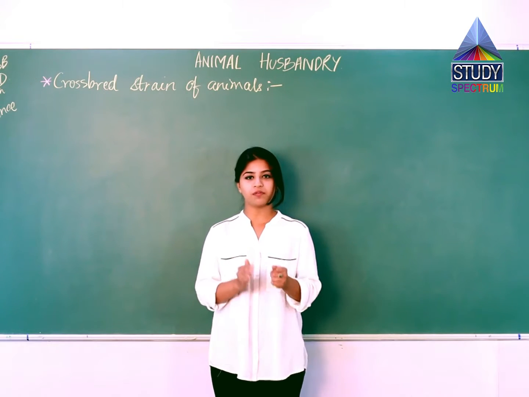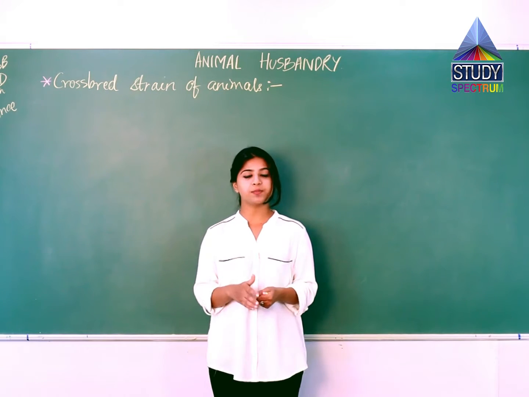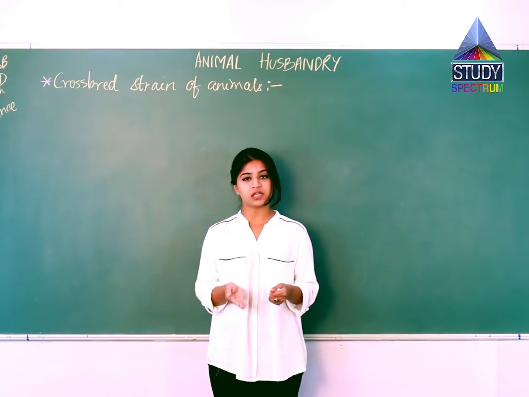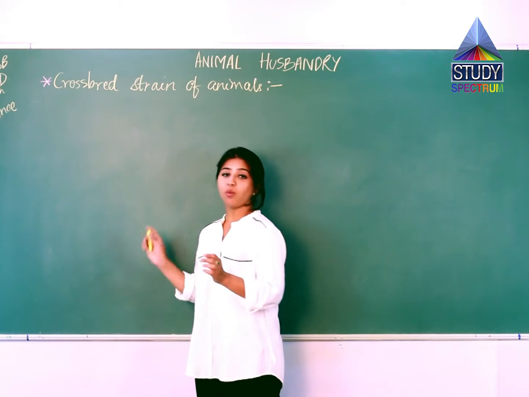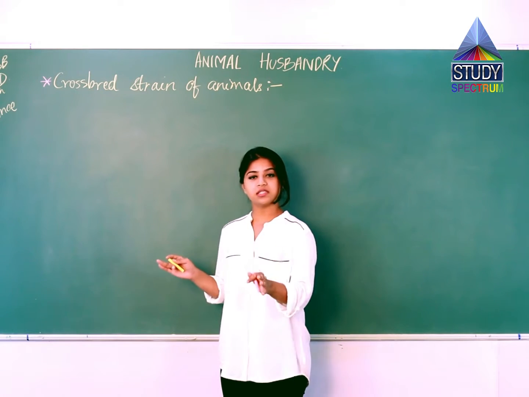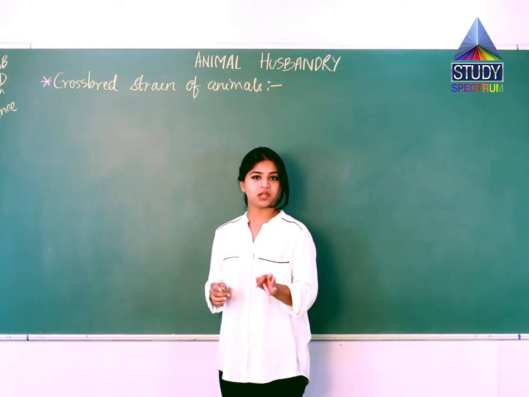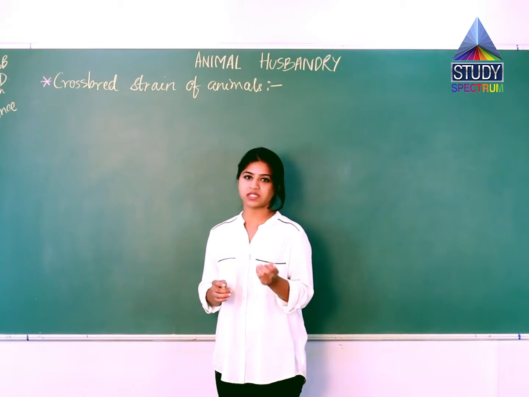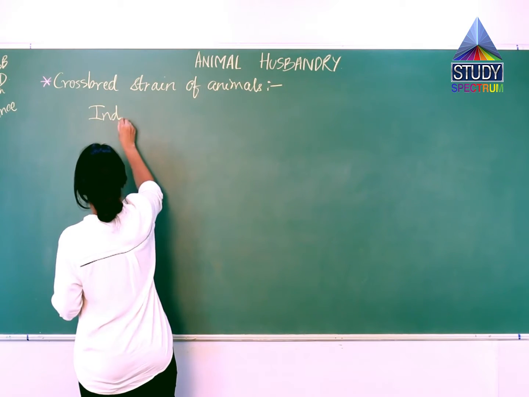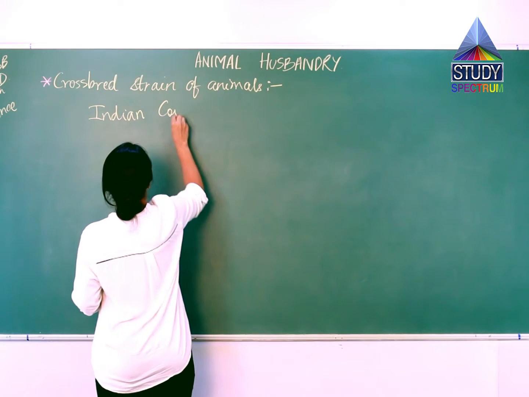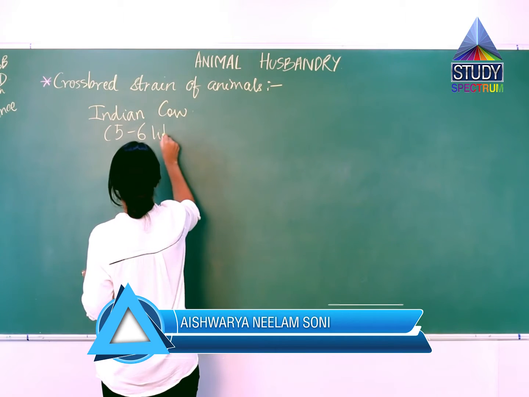So in this way, whatever activities and events have been performed and discovered over the while, that is because of the human's curiosity to get the best for him. So we'll just understand with an example. Now what I'm going to write on the board is that there is this Indian breed of cow. An average Indian cow would give around 5 to 6 liters of milk. So I'll write it down for you. The Indian cow would give 5 to 6 liters of milk.